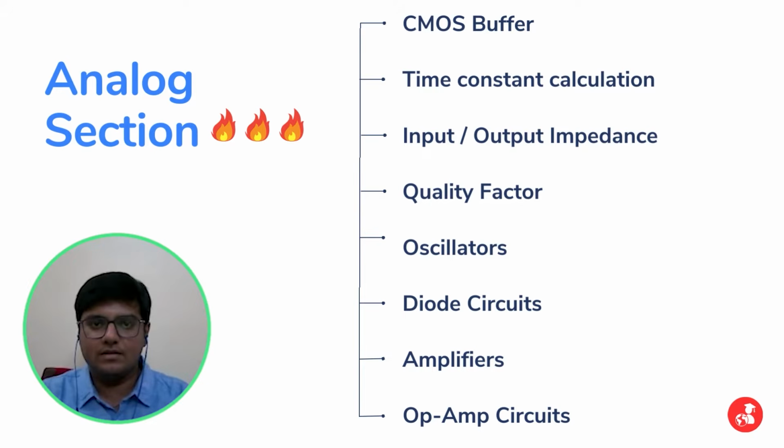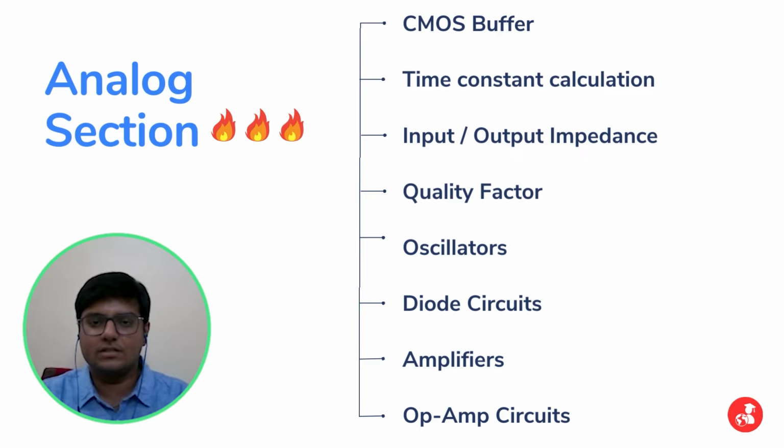And there were two or three questions from the oscillator topic, in which we need to calculate the oscillation frequency by applying the Barkhausen criteria. So one should know how to calculate the loop gain, because only after calculating the loop gain can we calculate the oscillation frequency by Barkhausen criteria. So there were questions based on that.